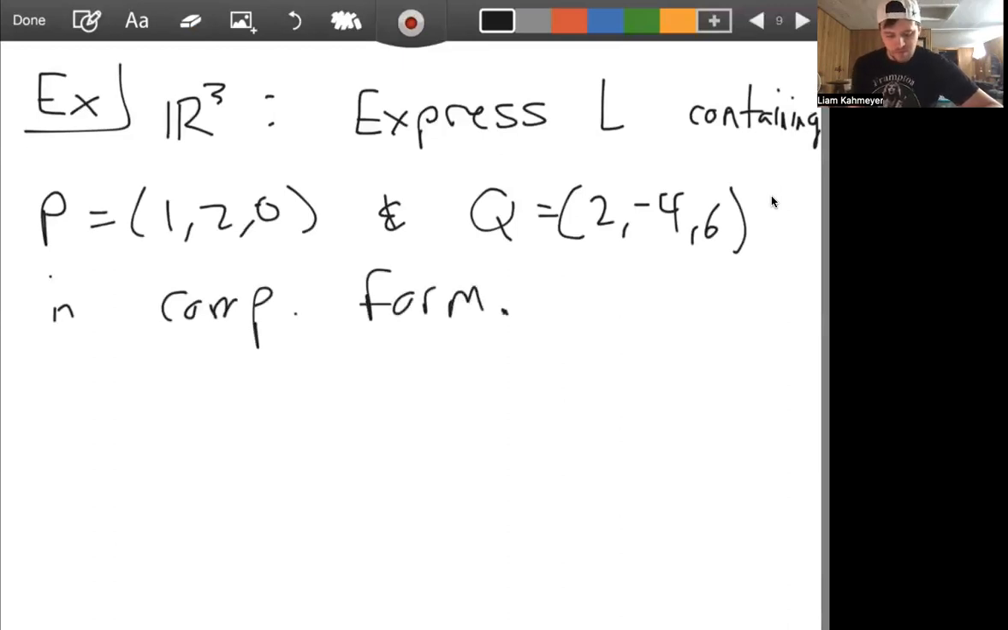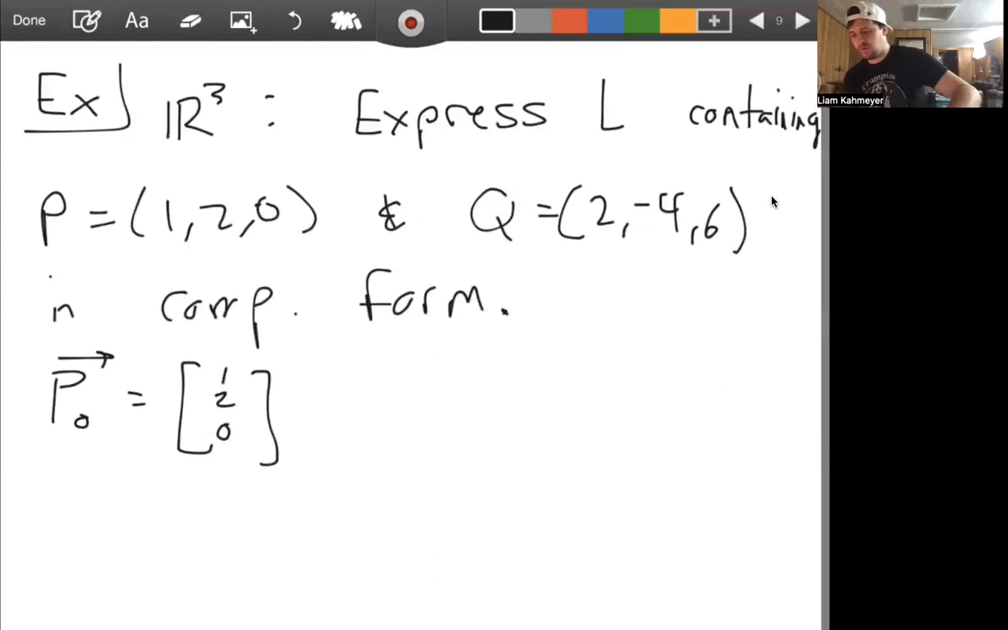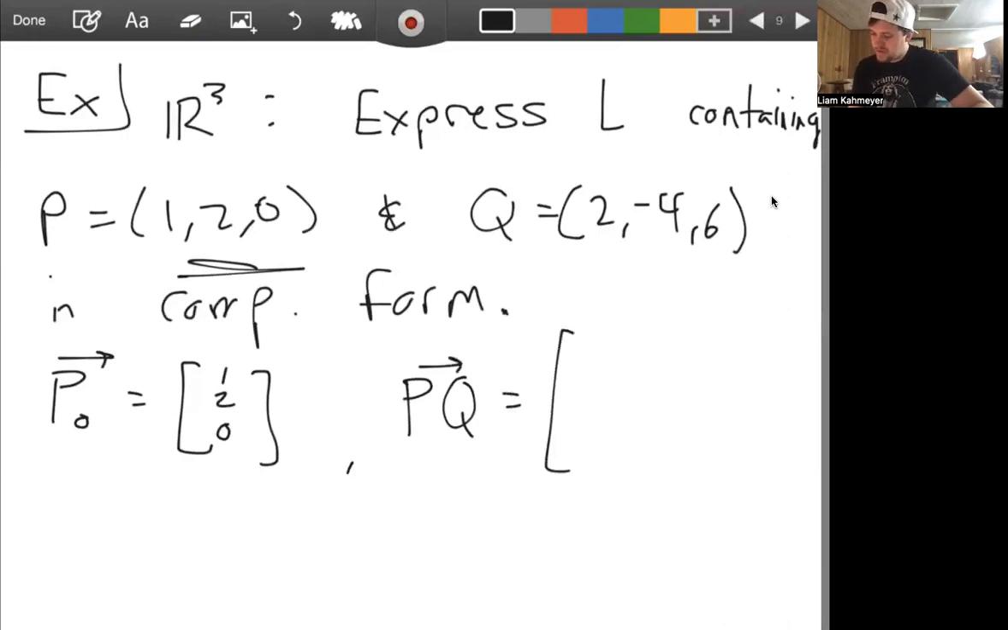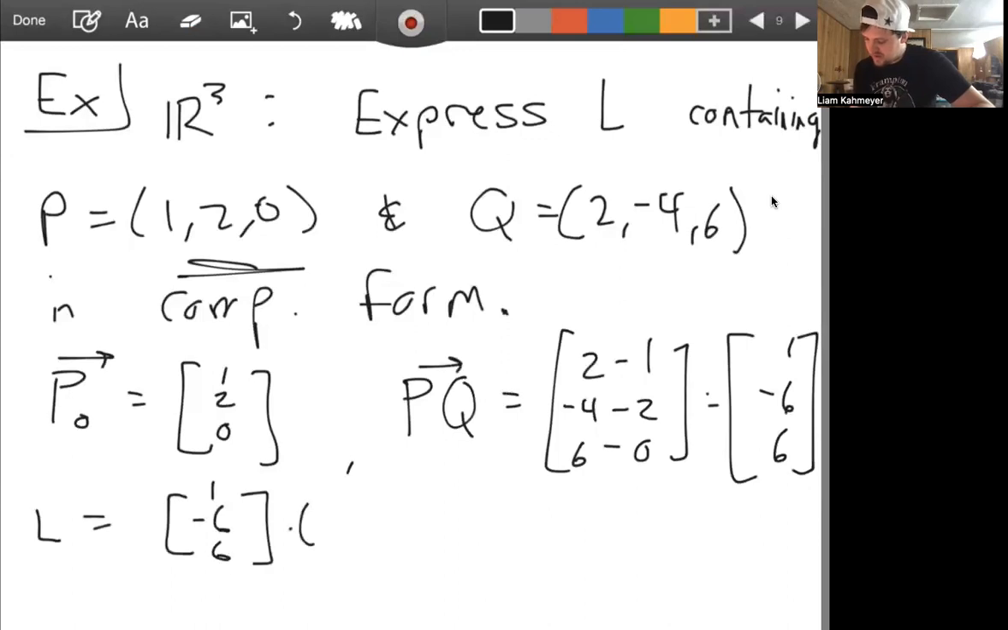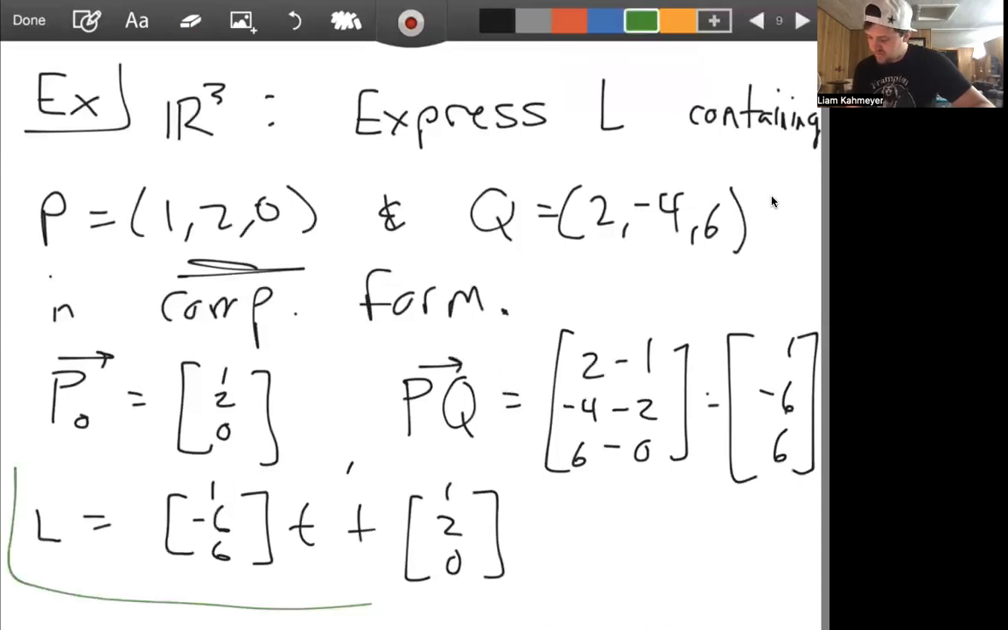Okay, so what do we do? Well, we start at P, which means we have a position vector P naught given by (1, 2, 0), because the point P is (1, 2, 0). And then we have a direction vector PQ, which is given by (2 minus 1, -4 minus 2, 6 minus 0), which gives us the vector (1, -6, 6), right? And then let's look at what the vector form of L is, right? Then this is PQ, which is (1, -6, 6)t plus (1, 2, 0). So here, this would be our vector form, right?